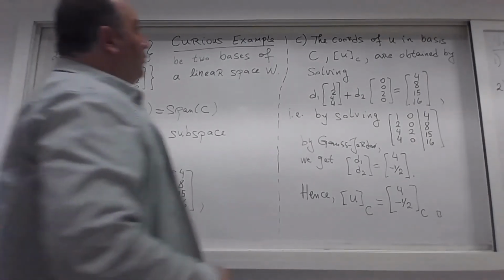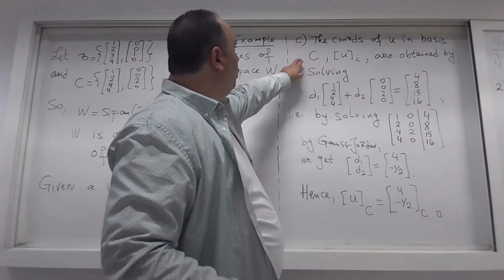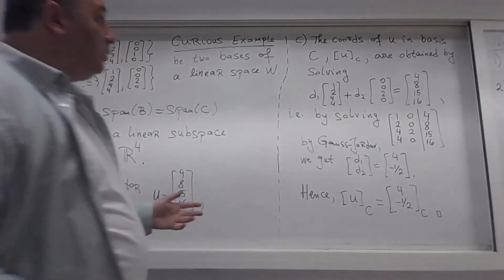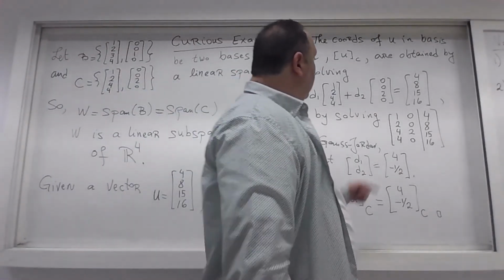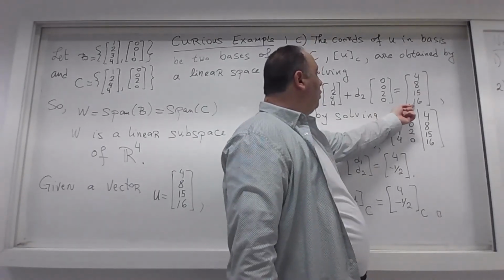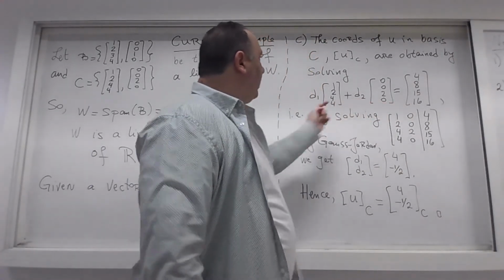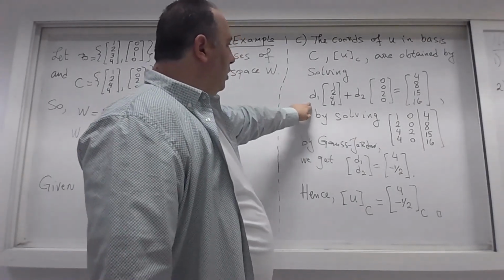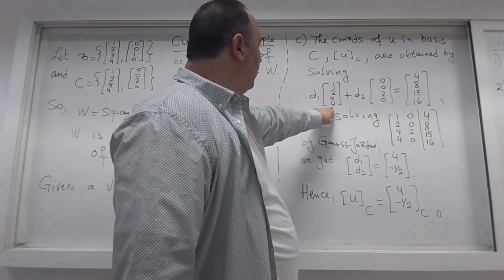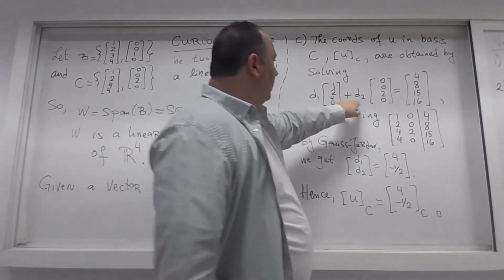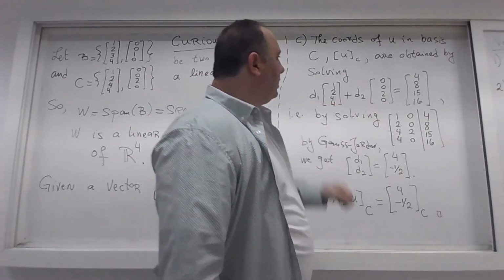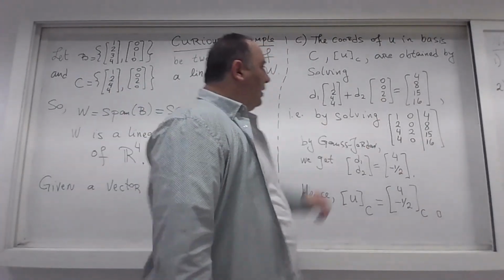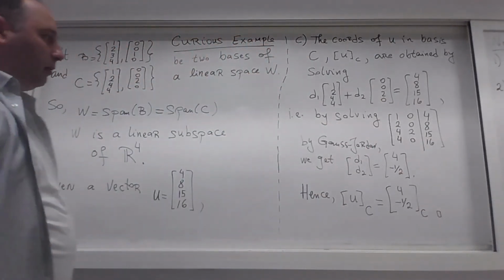We can also find coordinates of the vector u in basis C. How do we do that? Well, it's simple. We just need to find u as linear combination of vectors in basis C. So basically we need to solve this non-homogeneous system. So d1 times the first vector from basis C plus d2 times the second vector from basis C equal to our guy. So basically we are solving augmented matrix system by Gauss-Jordan.